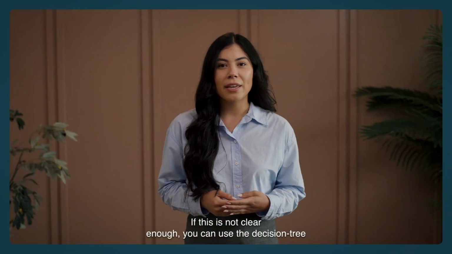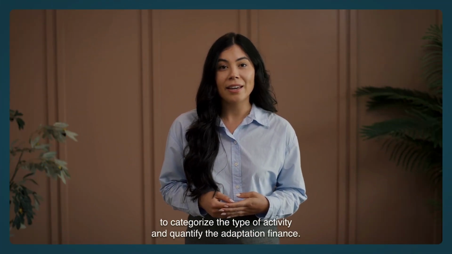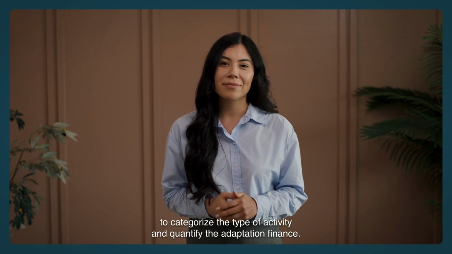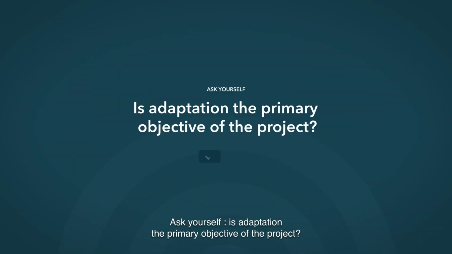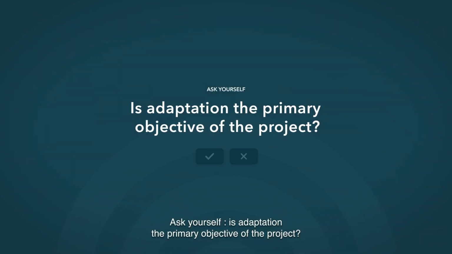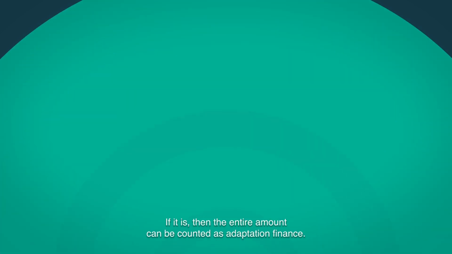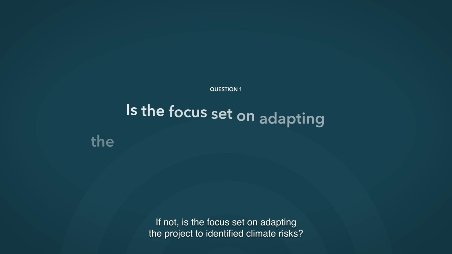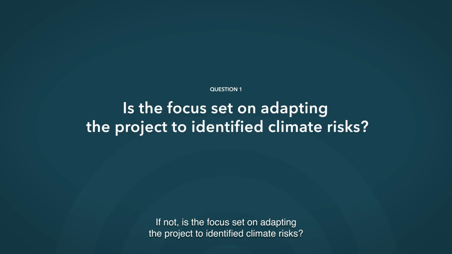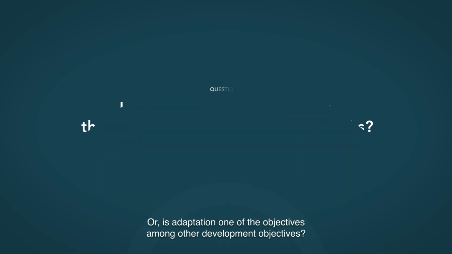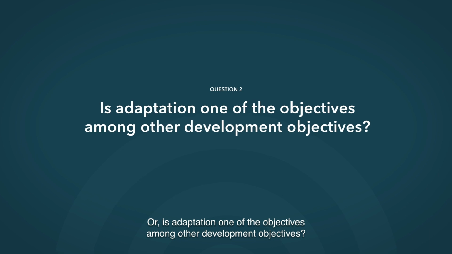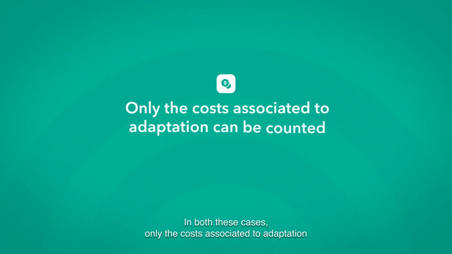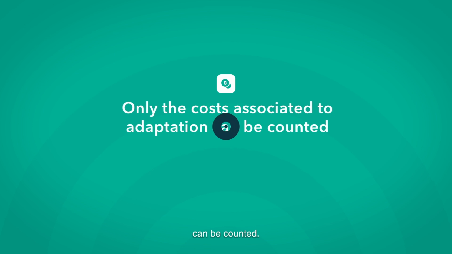If this is not clear enough, you can use the decision tree to categorize the type of activity and quantify the adaptation finance. Ask yourself, is adaptation the primary objective of the project? If it is, then the entire amount can be counted as adaptation finance. If not, is the focus set on adapting the project to identified climate risks? Or is adaptation one of the objectives among other development objectives? In both these cases, only the costs associated to adaptation can be counted.